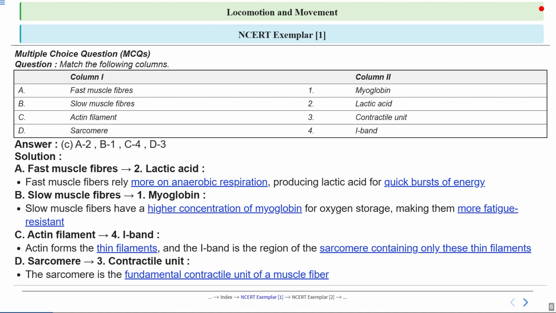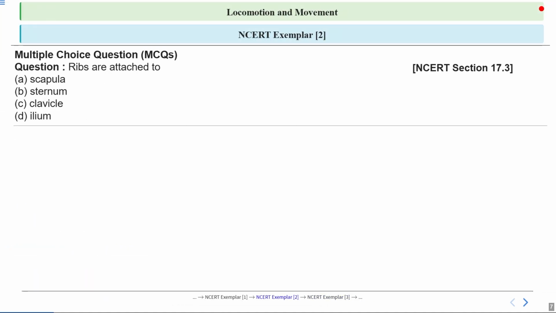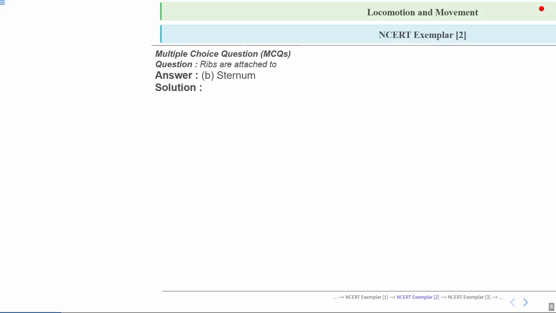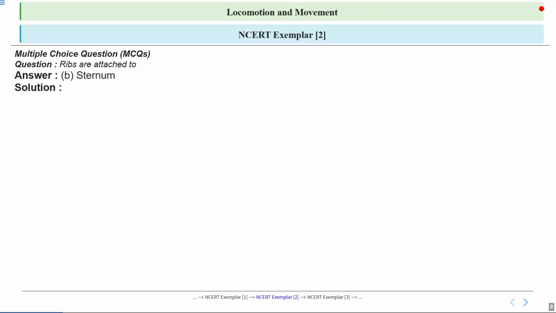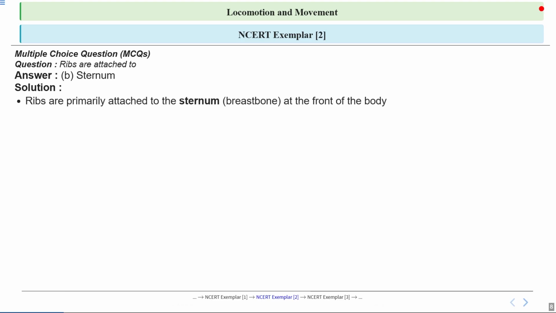Okay. Now this is question number 2, and the question is ribs are attached to. So we have talked about it many times that ribs are attached to the sternum. So here the correct answer is B, that is sternum. Let's see the answer in detail. So we know that ribs are connected to the sternum, which is the long bone in the center of the chest, helping to form the rib cage and protect vital organs like the heart and lungs. So this attachment provides structural support and flexibility to the chest area, allowing for breathing movements.